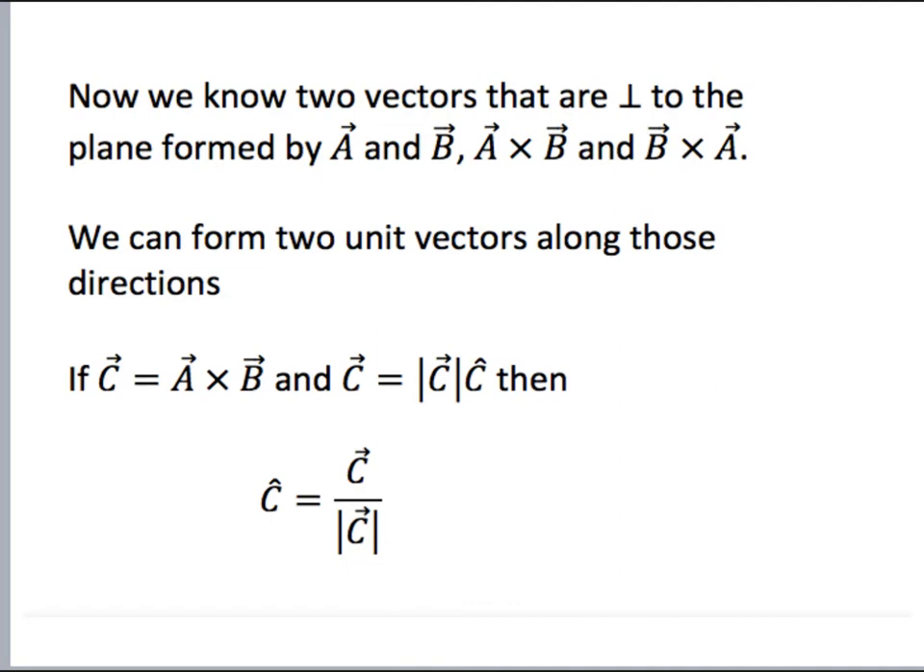And so all we have to do is calculate C magnitude and divide it into the C vector components, and that'll give us a unit vector pointing in the direction of C. Remember, this guy C hat is a scalar. So anytime you multiply a vector by a scalar, you change the length, but you don't change the direction. So we know the direction of this guy is perpendicular to A and B, so that means the unit vector will also be perpendicular to both A and B.